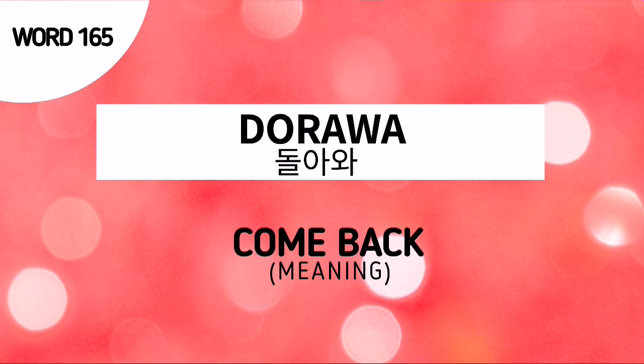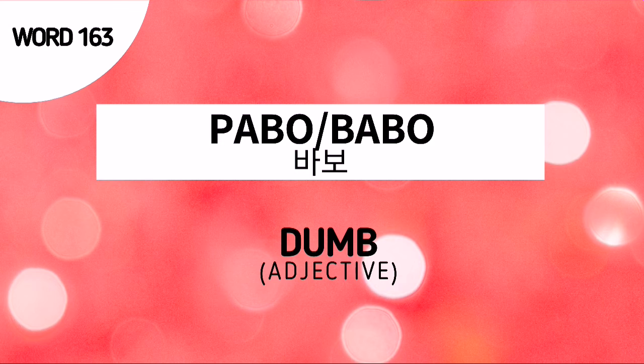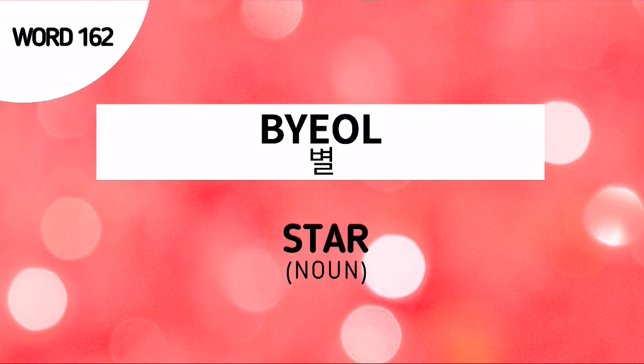Word number 165 is 돌아와, and this is used to say come back. Word number 164 is haru, and this is the Korean noun for a day. Word number 163 is 바보, and this is an adjective which means dumb or fool. Word number 162 is 별, and this is the Korean noun for a star.